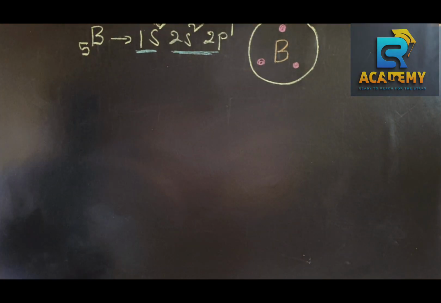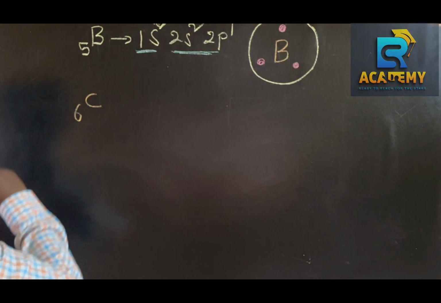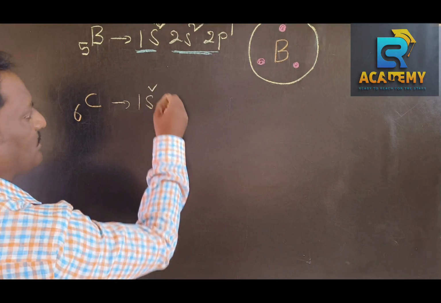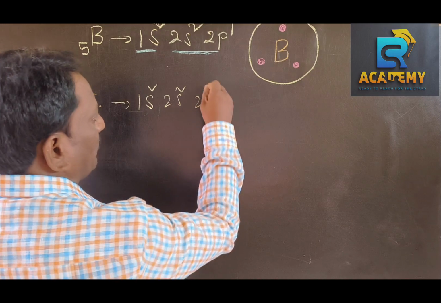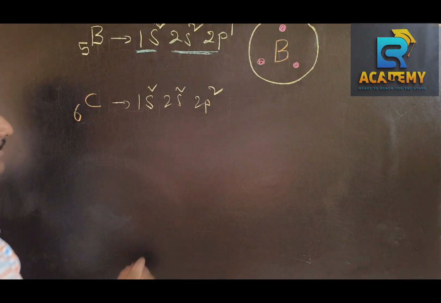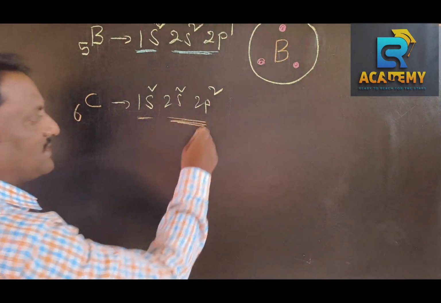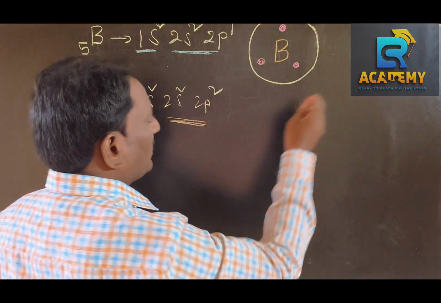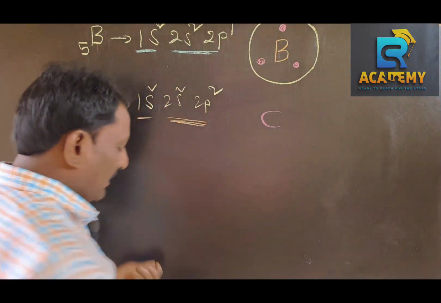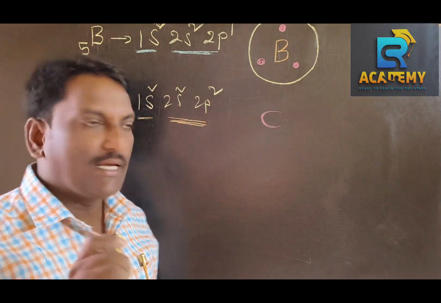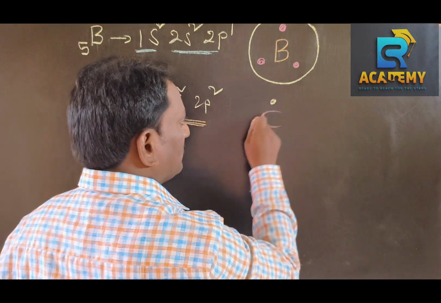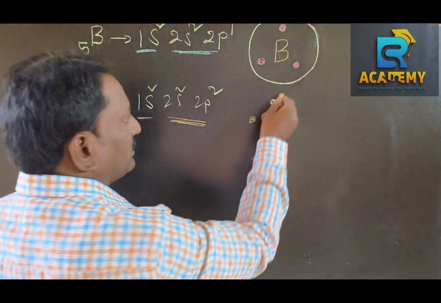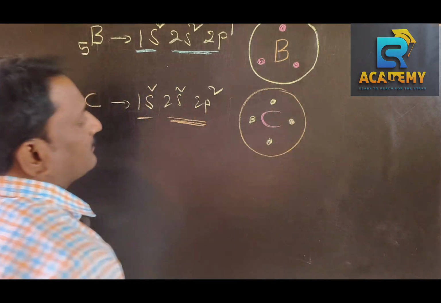Next one, carbon. Carbon, atomic number 6, electronic configuration 1s2, 2s2, 2p2. First shell, this will be the second shell. 4 valence electrons. According to rule number 1, if the element has 4 or fewer valence electrons, they must be represented as unpaired electrons. So this is the Lewis dot structure of carbon.